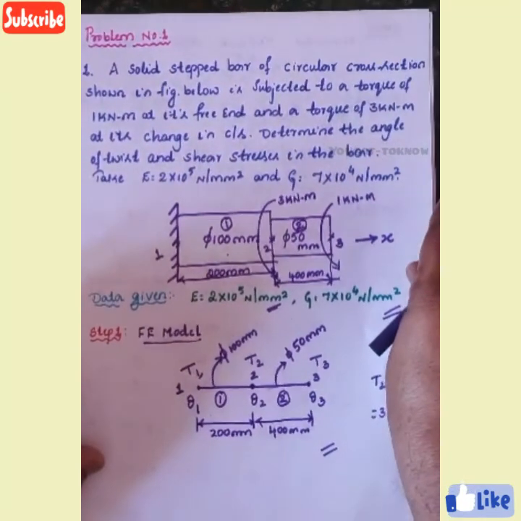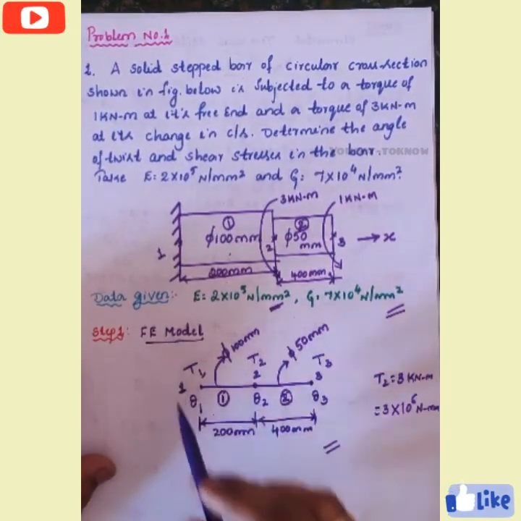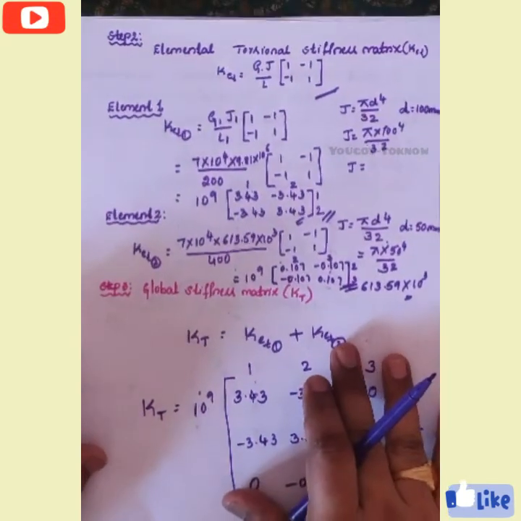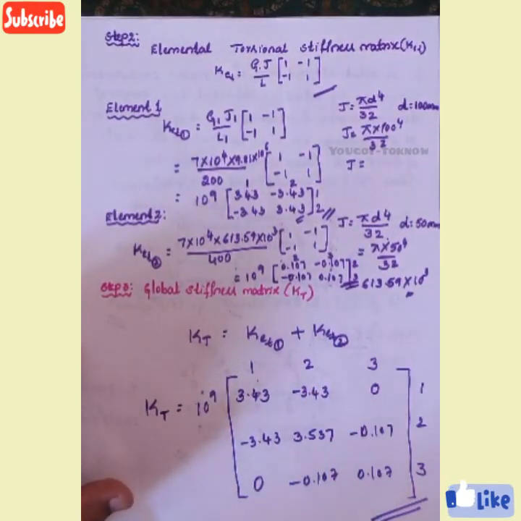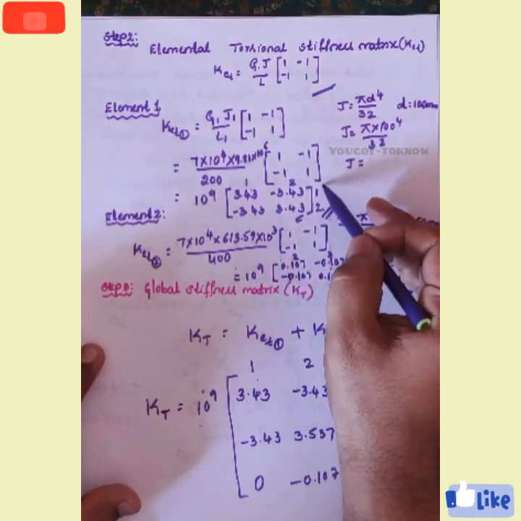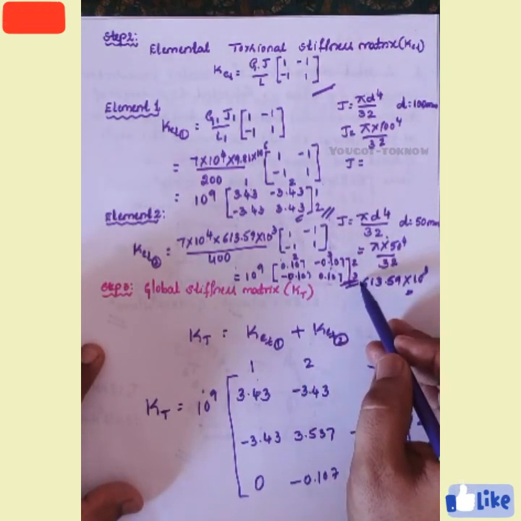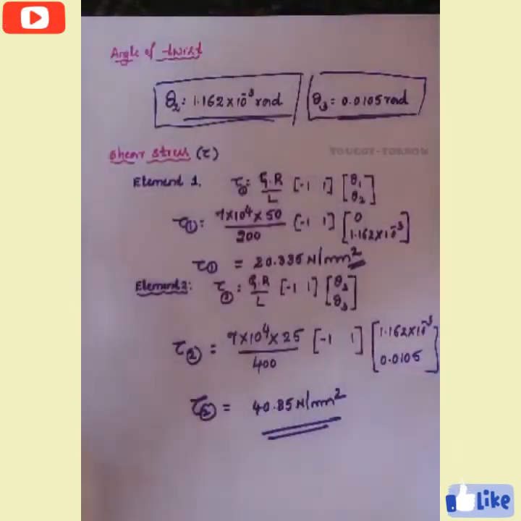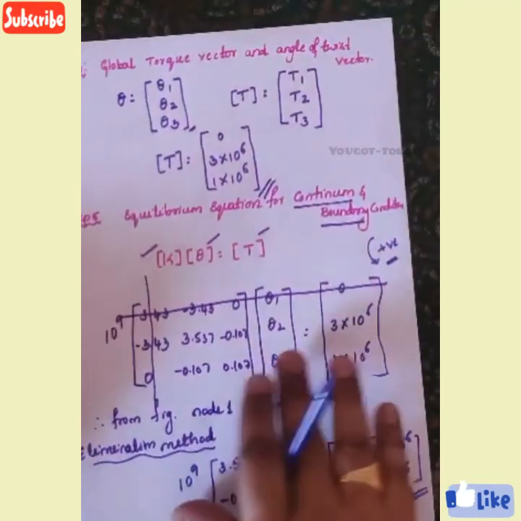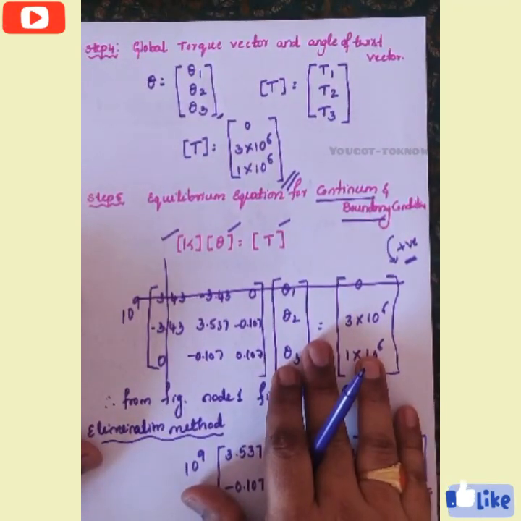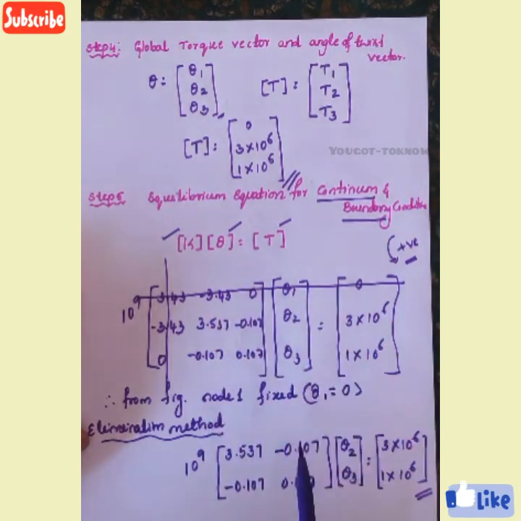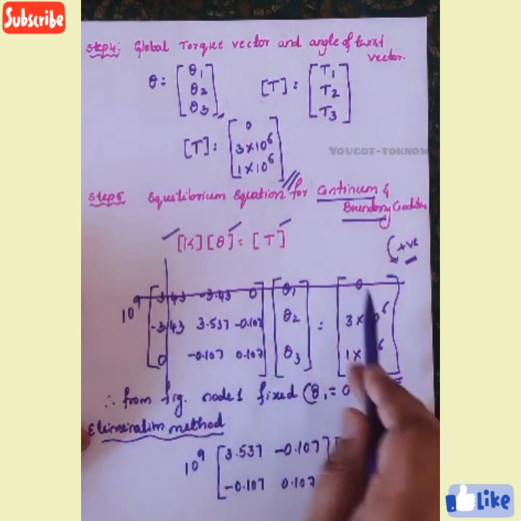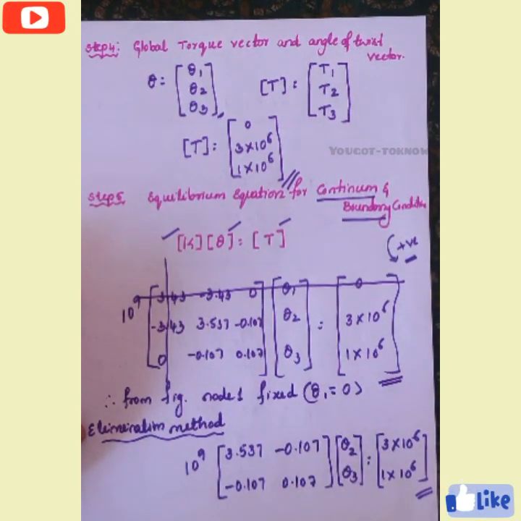Okay, just observe once again. It is a given problem. What is the first step? Convert to the FE model. After converting to the FE model, step 2 is to determine your elemental stiffness matrices of the torsional element, that is KE1 and KE2. Then after that, globalize it, which means write it for your continuum. Then determine the global torque vector and angle of twist. After determining those two, write the equilibrium equation for the continuum. Then apply your boundary condition, using the elimination method to eliminate the fixed row and column.